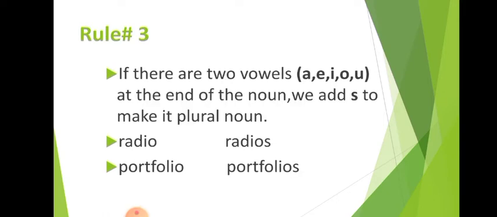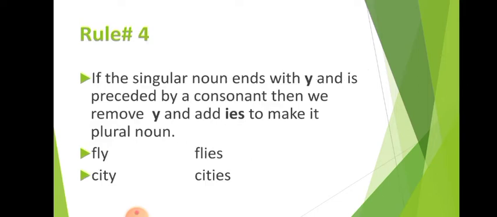Rule number 3. If there are two vowels, remember there are 5 vowels: a, e, i, o, u. So if there are two vowels at the end of a singular noun, we add s to make it a plural noun. Radio, radios, portfolio, portfolios. So you can see the last two letters are vowels, that is i and o. So we have added s to make it a plural noun.